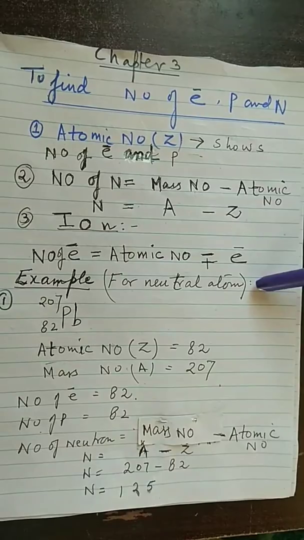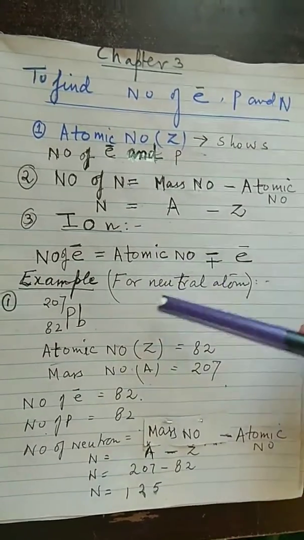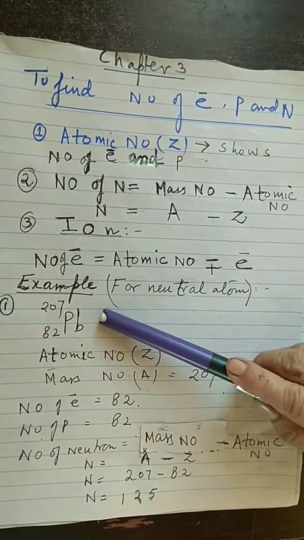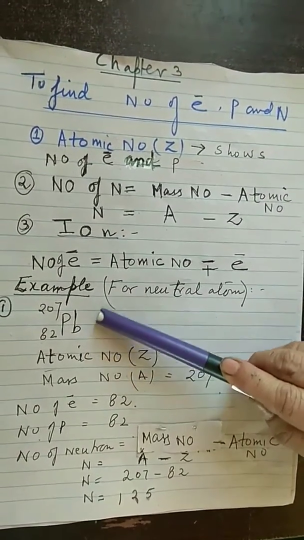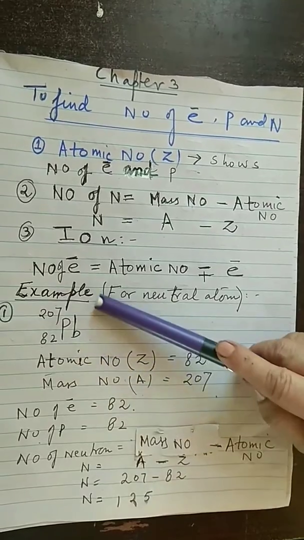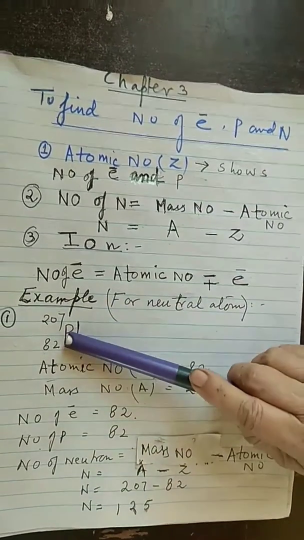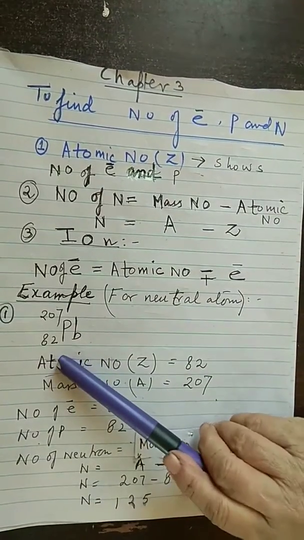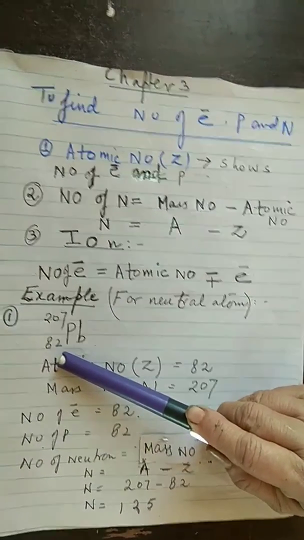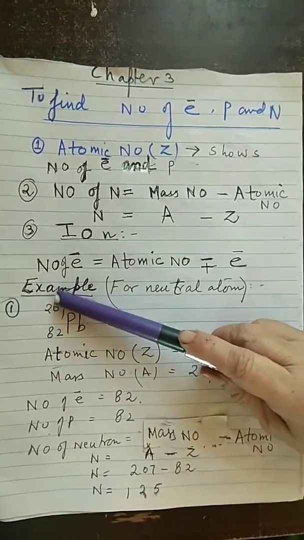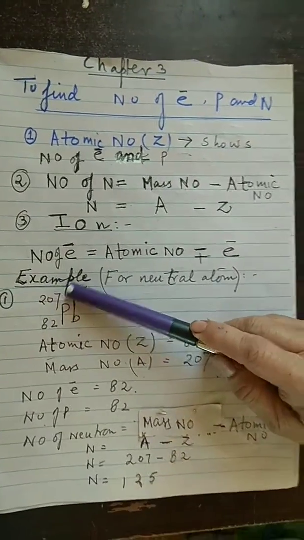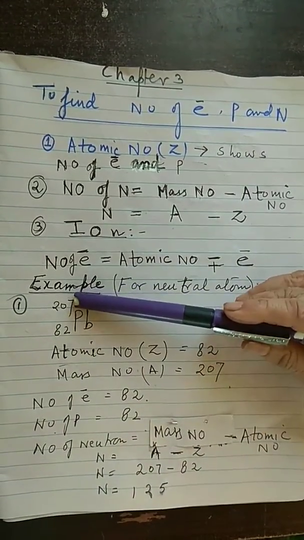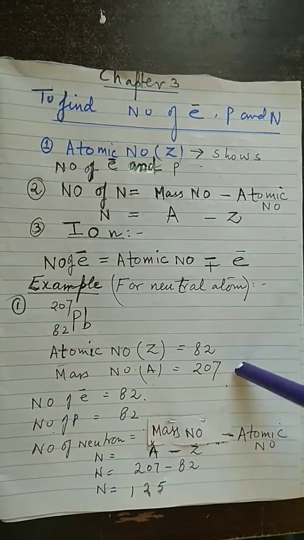Example for a neutral atom, very easy. This is Pb. Pb is the element lead, but its symbol is actually taken from its Latin name plumbum. P capital, b small. Atomic number is written below the symbol. It is 82. It is given in the question. Mass number is written above the symbol, that is 207. Atomic number Z is equal to 82 and mass number A is equal to 207.